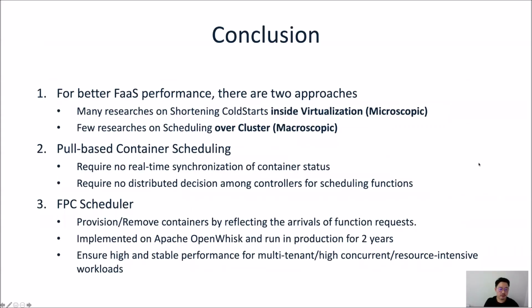So we talked about 2 approaches to improve FaaS performance. Most research has focused on shortening cold starts, while little research is available on fast scheduling. We introduced a pull-based continuous scheduling that requires neither real-time synchronization nor distributed decisions. We provision and remove containers according to the number of requests, and we show high and stable performance for multi-tenant, highly concurrent, and resource-intensive workloads.